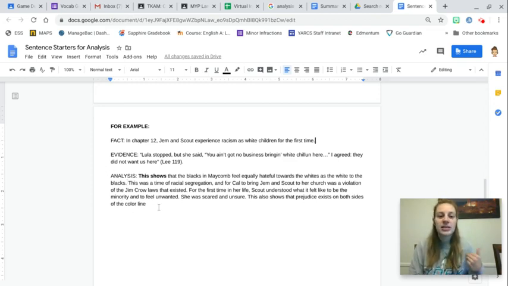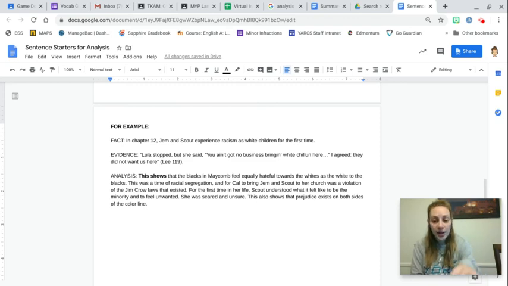This shows that blacks in Macomb feel equally hateful towards the whites as the whites to the blacks. This was a time of racial segregation, and for Cal to bring Jem and Scout to her church was a violation of the Jim Crow laws. See how we made a historical connection there? For the first time in her life, Scout understood what it felt like to be in the minority and to feel unwanted. She was scared and unsure. This also shows that prejudice exists on both sides of the color line. And that's it. That's your analysis, right? Then you would go into a second example if you had one. These are supposed to be 1 to 2 paragraphs, however much you think that you need.